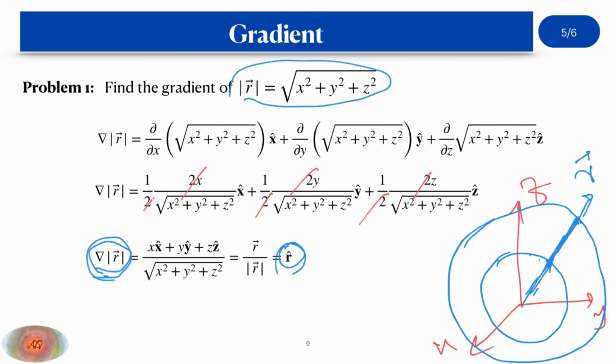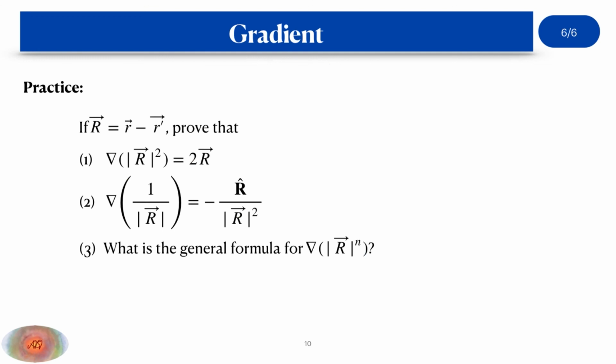And what is the rate? The rate is nothing but the magnitude of the unit vector. And what is the magnitude of any unit vector? We know that it is 1. So with the rate of unity, which is the fastest rate at which you can reach from the surface of the inner sphere to the surface of the outer sphere, that is the significance of the gradient in this case. And here I have listed 3 problems.